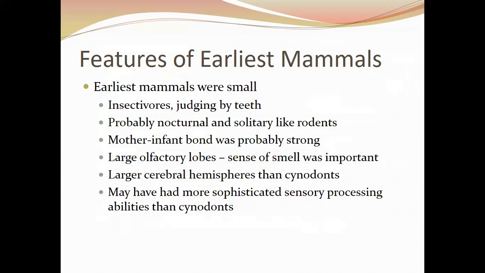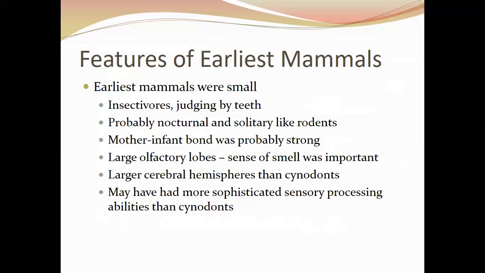Because of lactation, the expectation is that the bond between mothers and infants was likely strong, and that there was some important time period for parental care. The olfactory lobes, we know looking from skeletons and skulls, were large, indicating that the sense of smell was very important. This is something we see true in our mammal groups today. This is likely an ancestral characteristic.